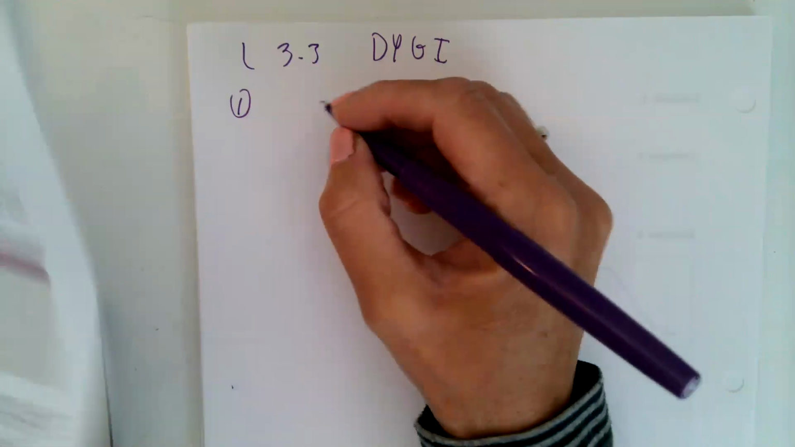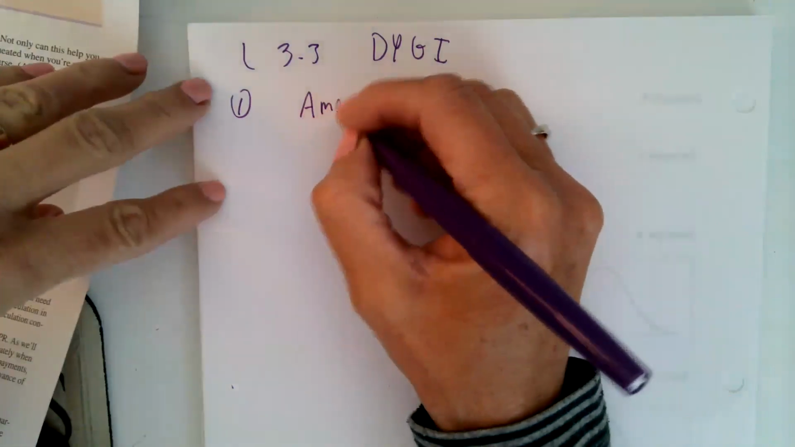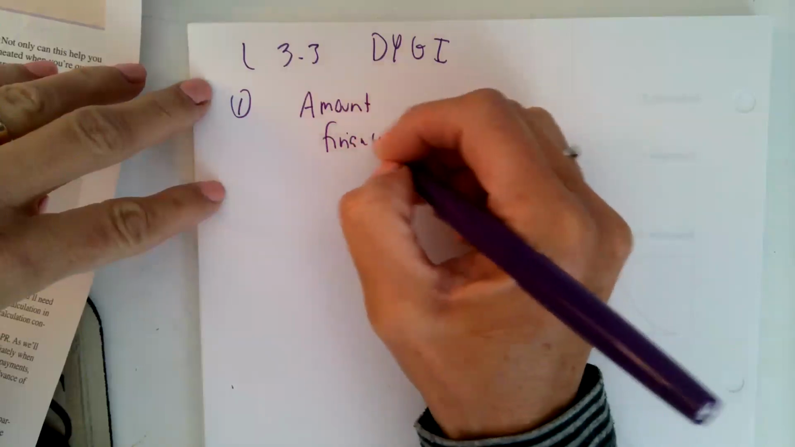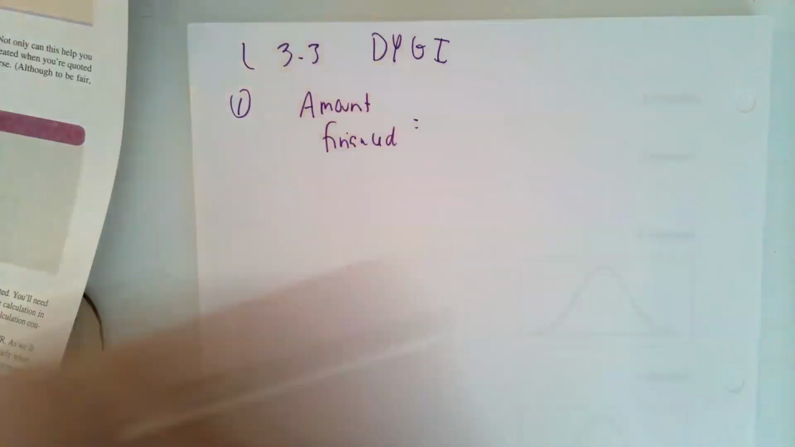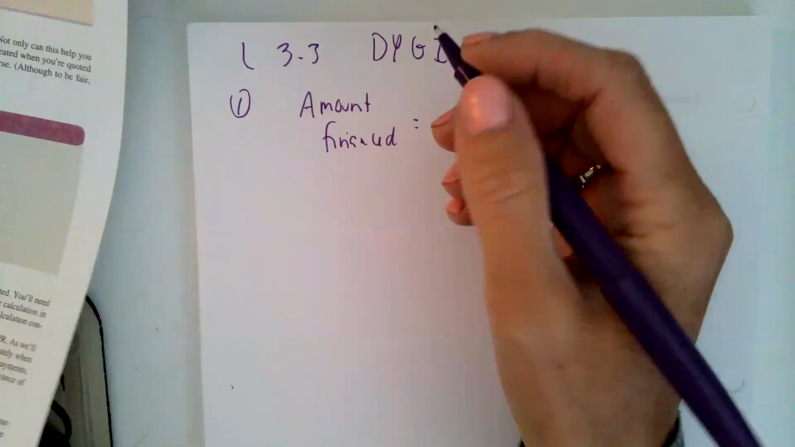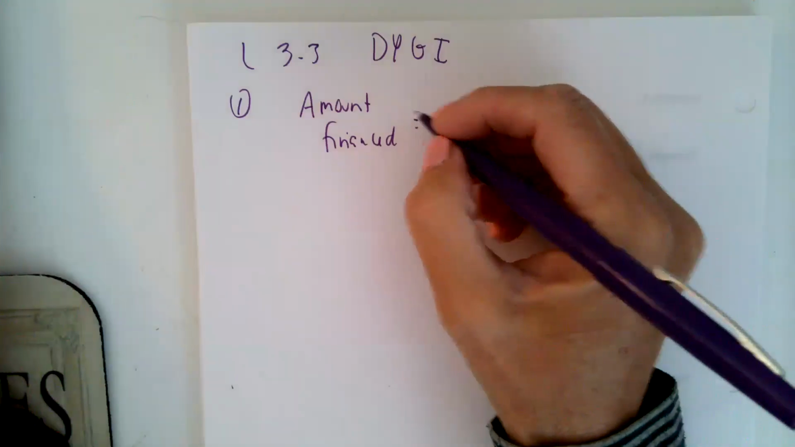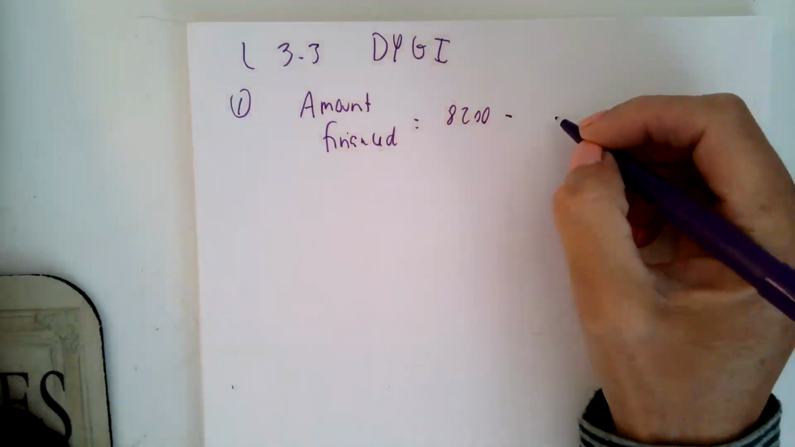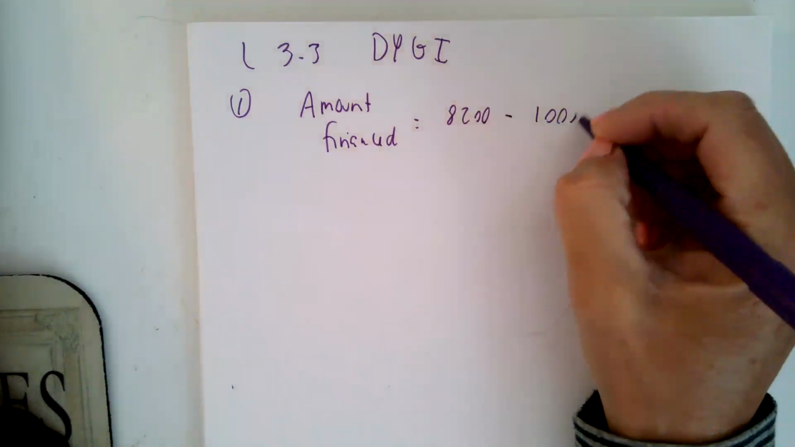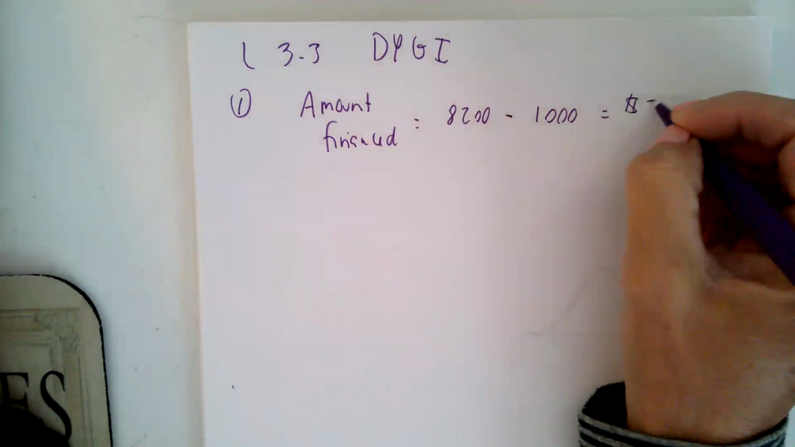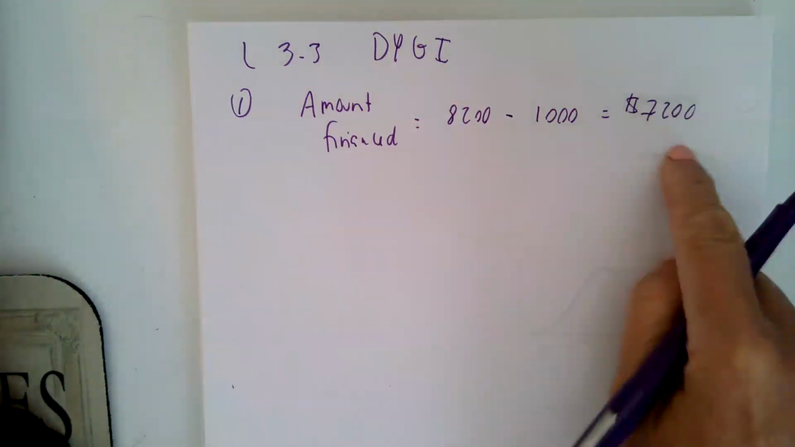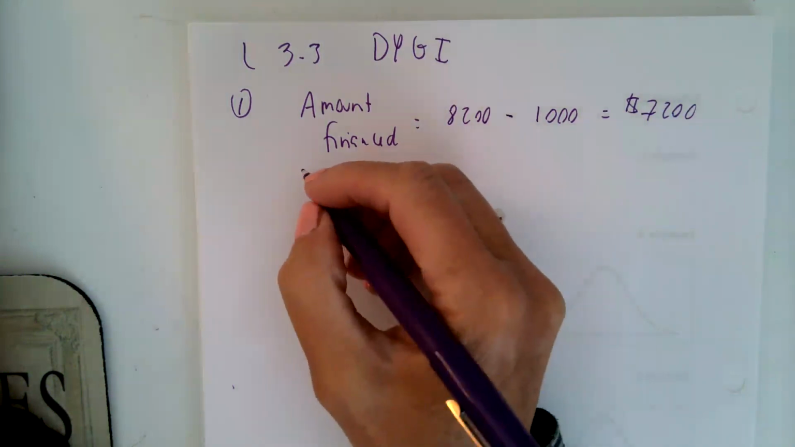Okay, so amount financed is equal to the price of the item, which we said was $8,200, subtracting the down payment. So we are going to have to borrow $7,200 for this car.